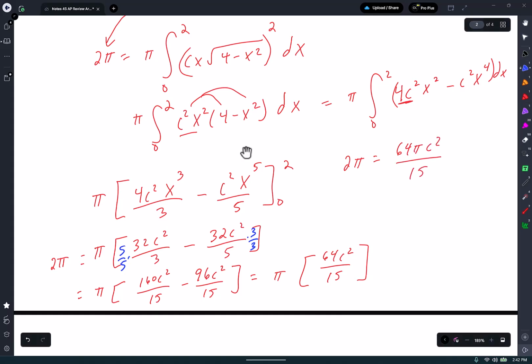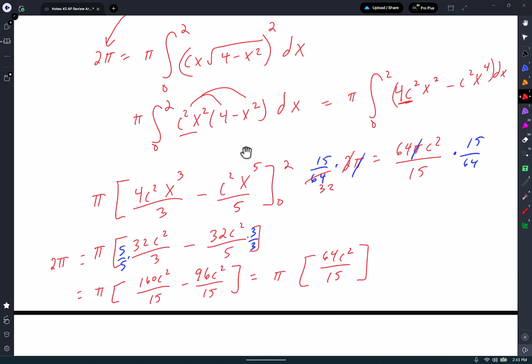The first thing I'm going to delete are the pi's. And I'm going to multiply this by the reciprocal. So times 15 over 64. So what I see now is, 2 goes into 64 32 times. 15 over 32 equals c squared. That reduces. Wait, yeah, it does, right? It's 3. You know what? Leave it alone. How do I get the squared out of there? C equals the square root of 15 over 32.